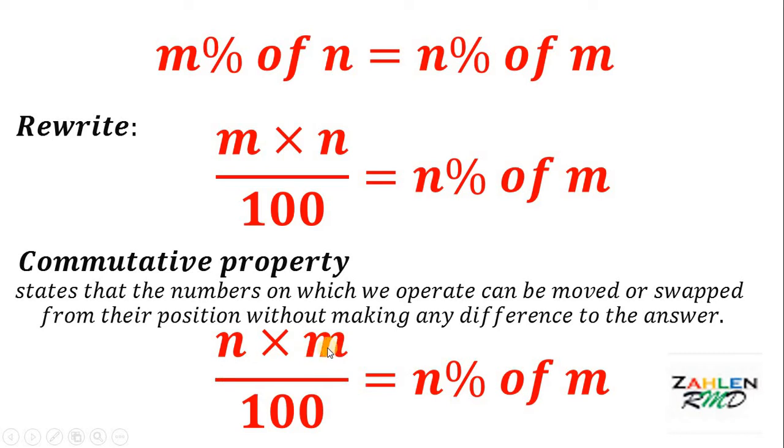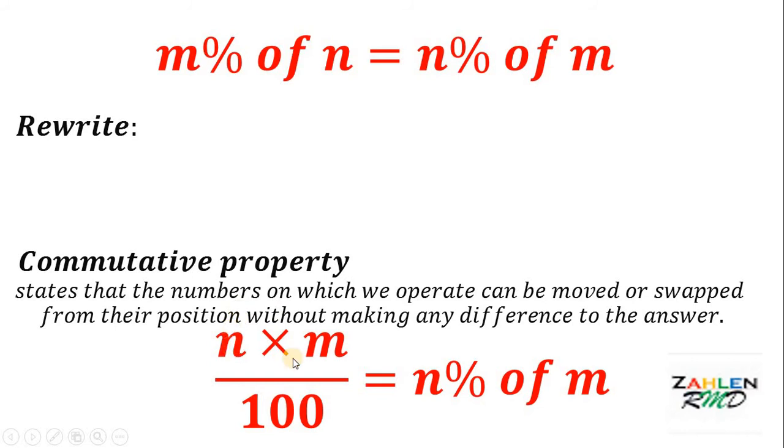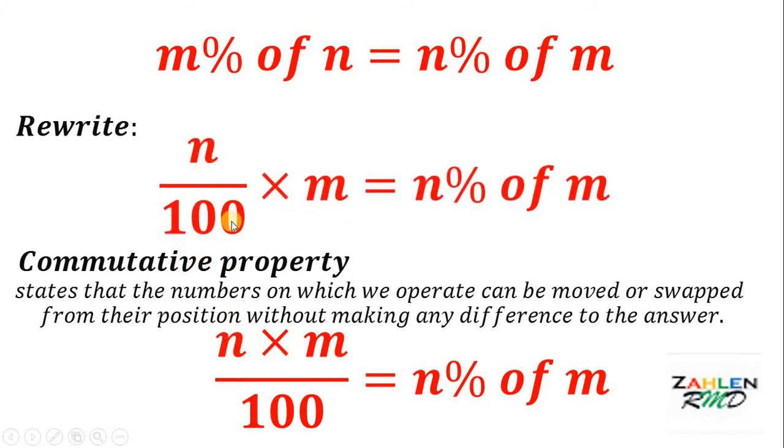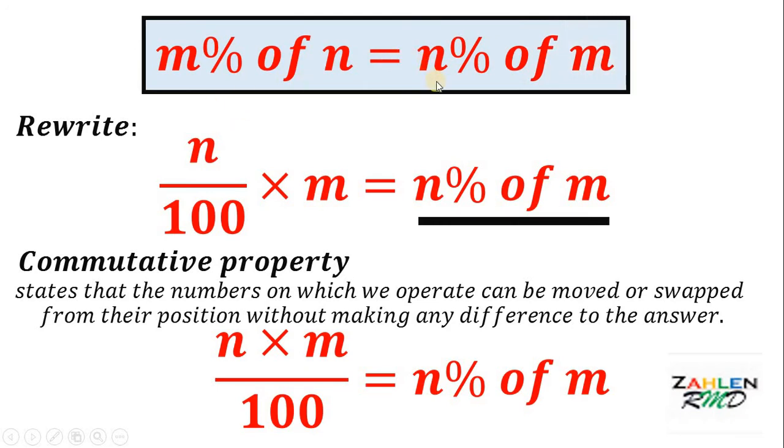Next, what we're going to do is to rewrite again the left-hand side. If we do that, n times m all over 100 can be written as n over 100 times m. Now, going back to the definition of a percent, n over 100 is just n%. Therefore, this is just the same thing as n% of m. It follows that m% of n must always be equal to n% of m.